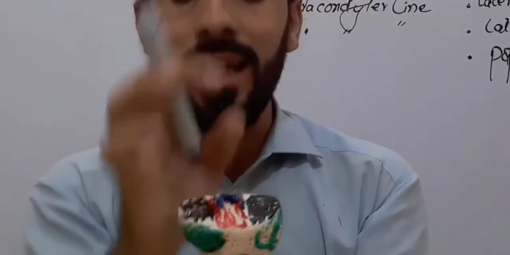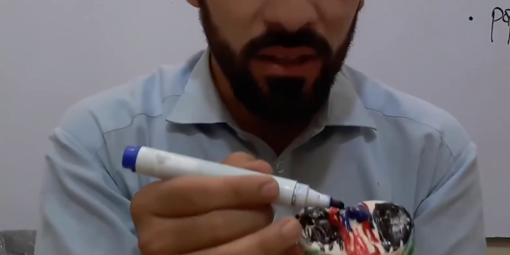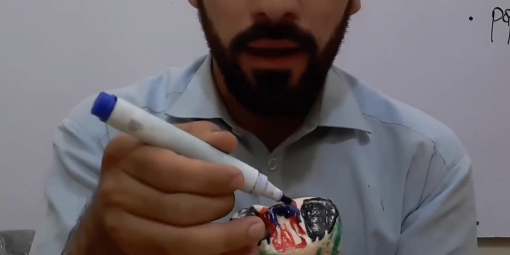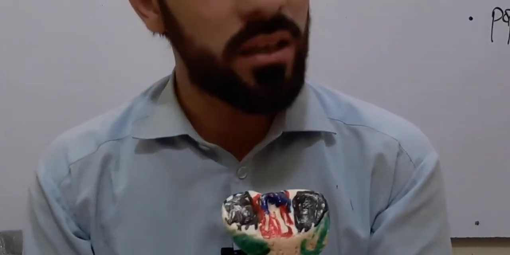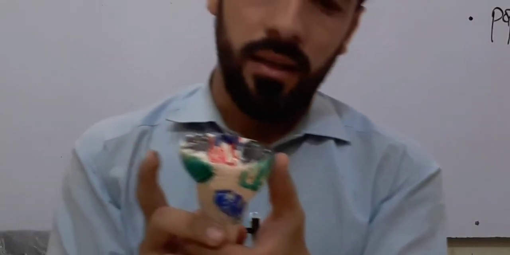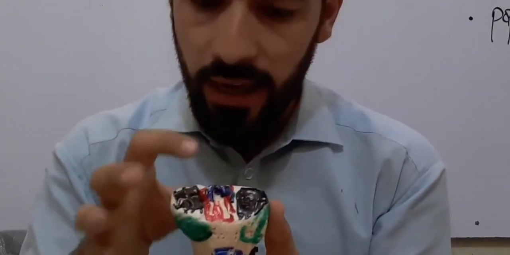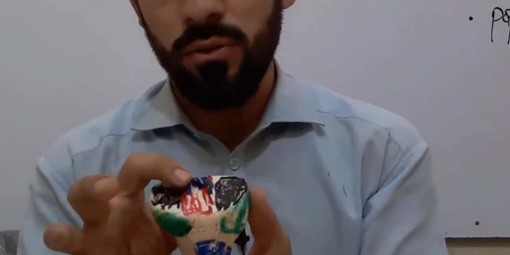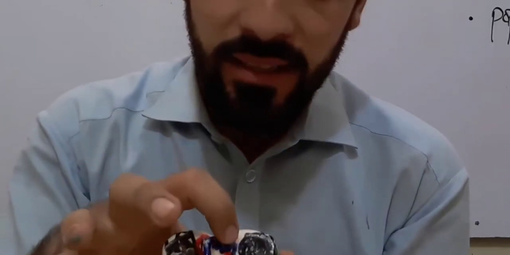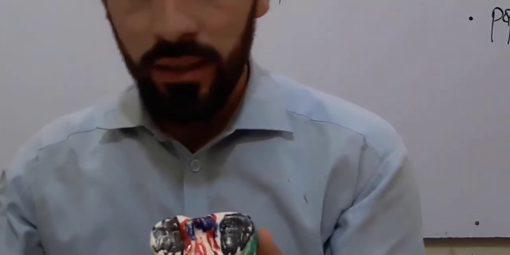And then there is the lateral intercondylar tubercle, right? So here are two elevated parts. This is the medial intercondylar tubercle and this is the lateral intercondylar tubercle, right? Look, medial condyle, lateral condyle, articular facets, intercondylar area, and medial intercondylar tubercle, lateral intercondylar tubercle, right?